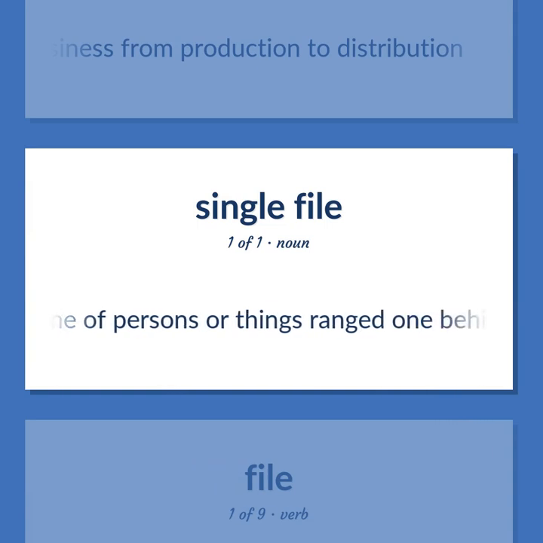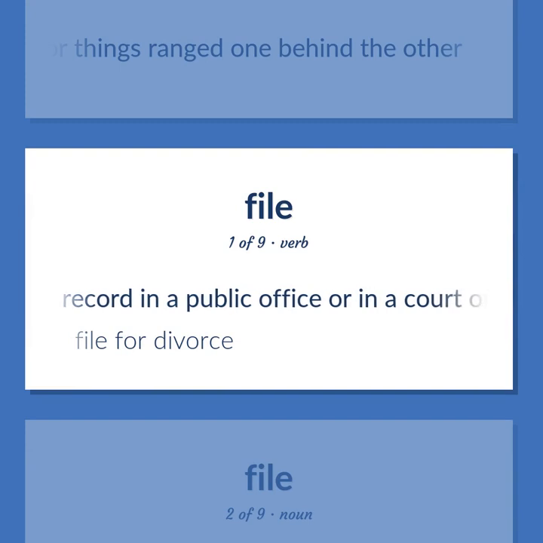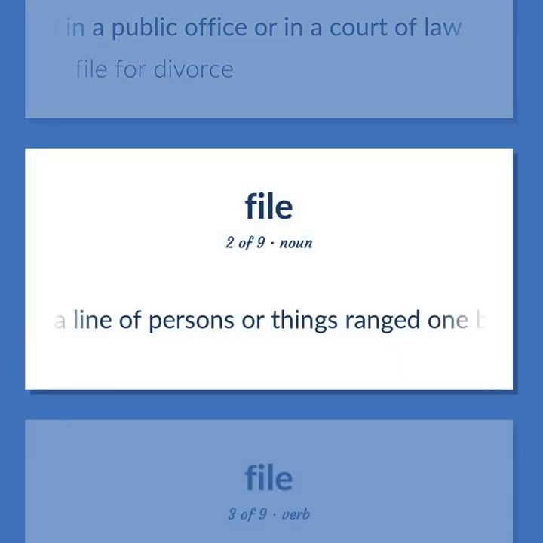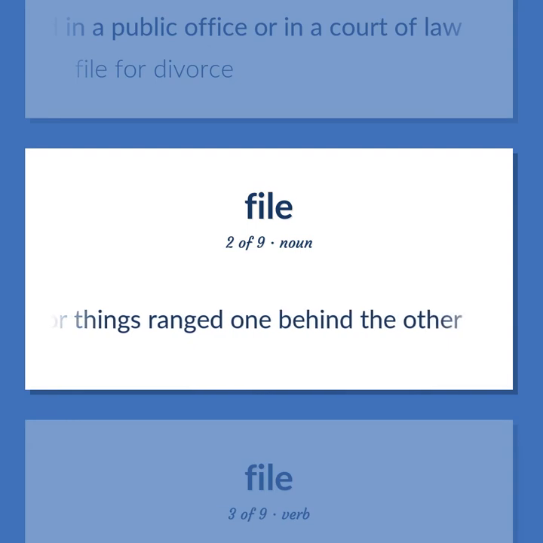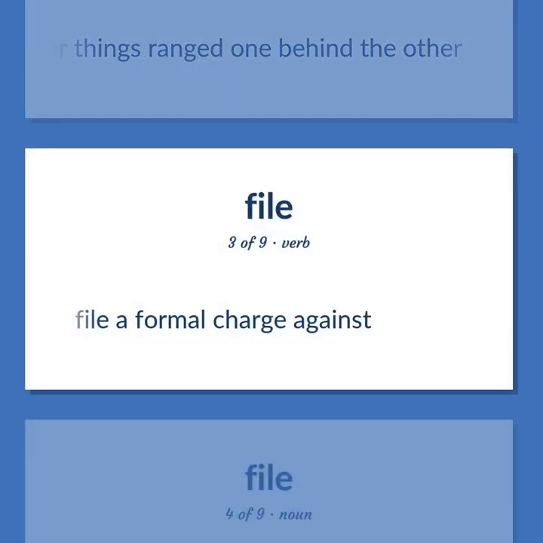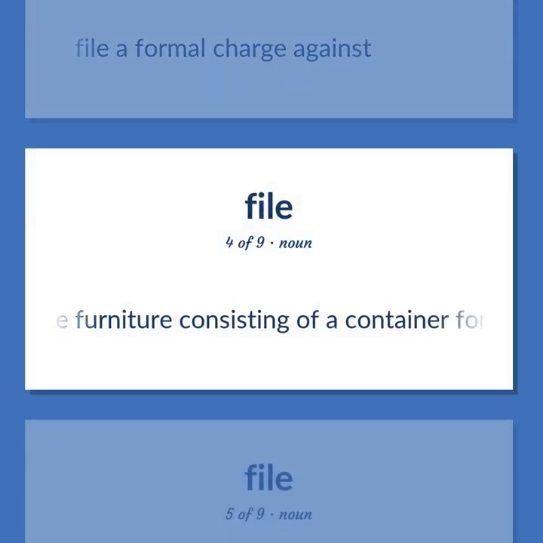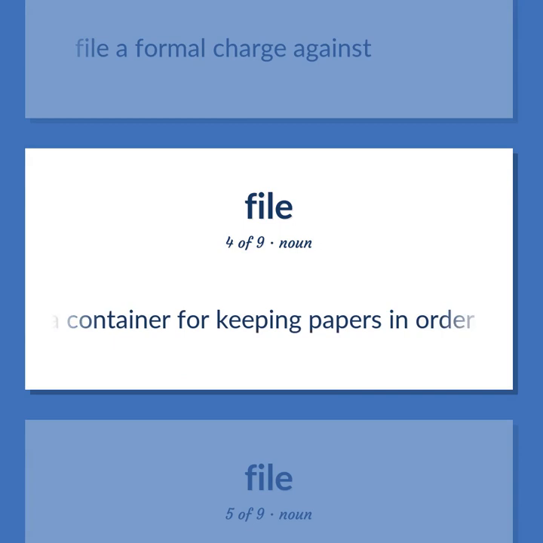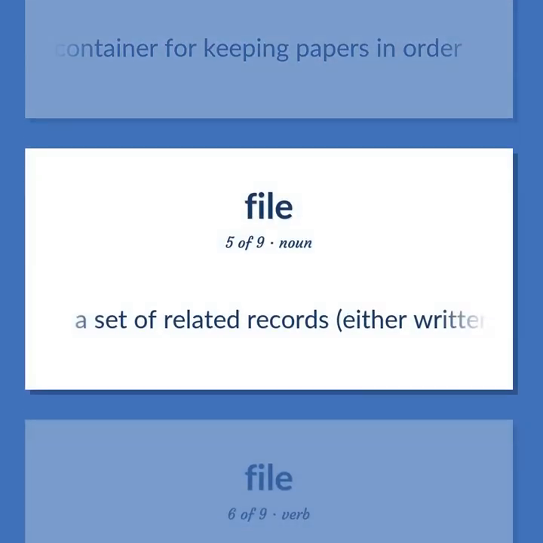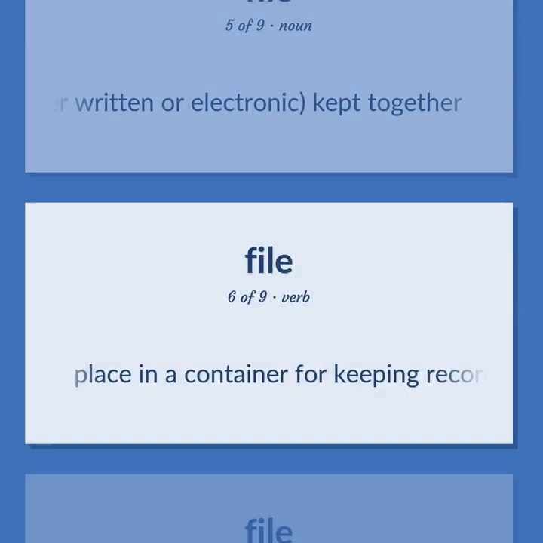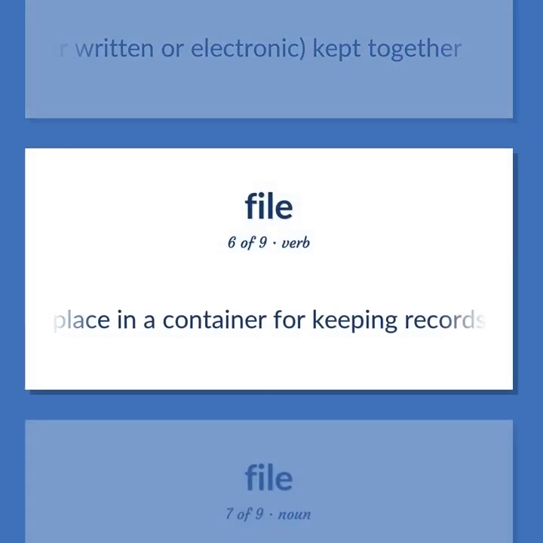A line of persons or things ranged one behind the other. Record in a public office or in a court of law. File for divorce. A line of persons or things ranged one behind the other. File a formal charge against. Office furniture consisting of a container for keeping papers in order. A set of related records, either written or electronic, kept together. Place in a container for keeping records.